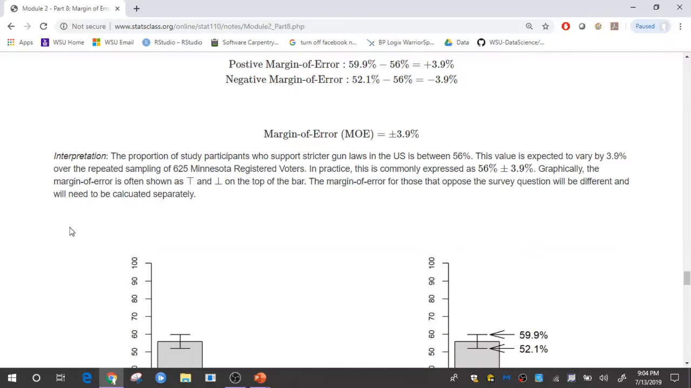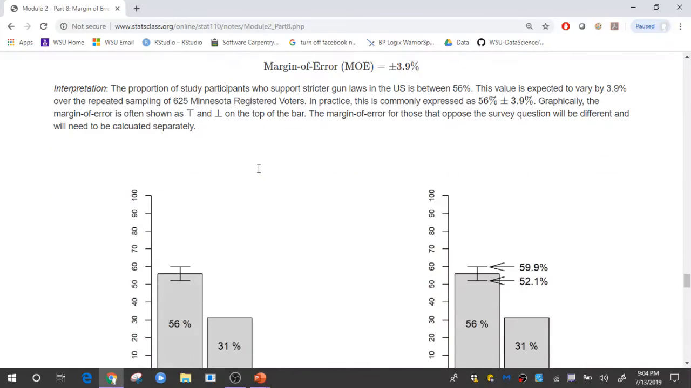Now the interpretation for margin of error is just the proportion of study participants who support stricter gun laws in the United States. That value is 56%. This value is expected to vary by 3.9% over repeated sampling. In practice, that's often written as it is here on the screen, just 56% plus or minus 3.9%. That's probably the most common way that you'll see this expressed in literature.